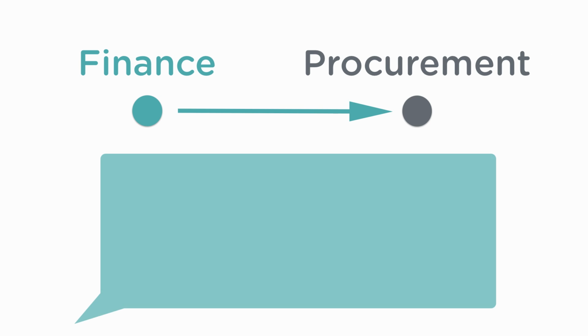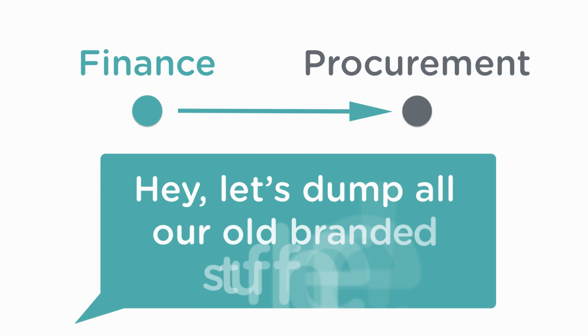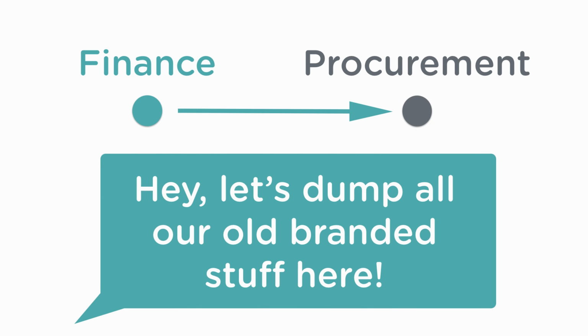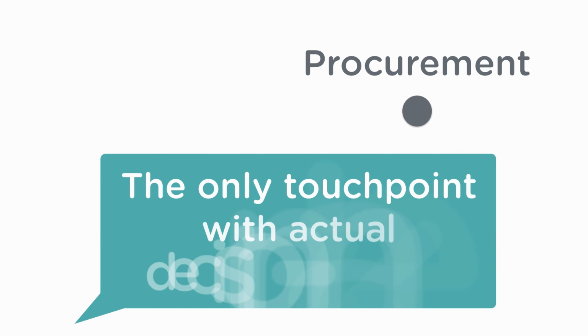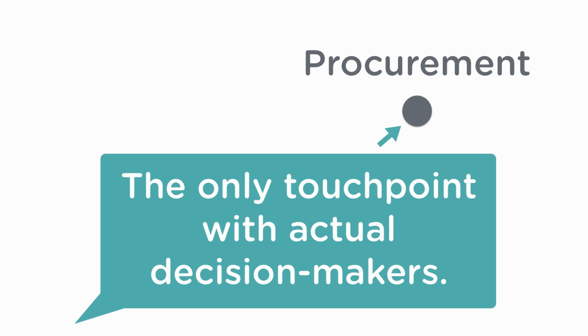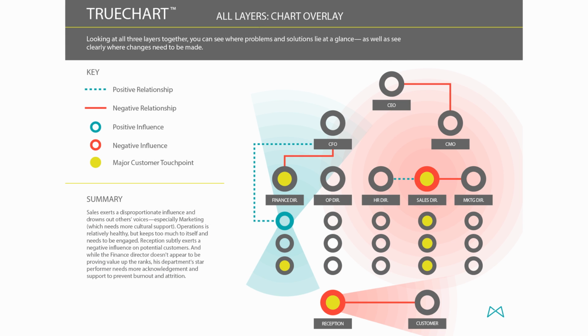My client's finance department wanted to use up some old branded envelopes and that type of thing, and it just kind of was all an afterthought, and that's where they dumped all of their stuff. Well, nobody paid any attention to the fact that that was the only customer touch point with the decision makers in their customer organization. When you put all 3 layers together, you really get TrueChart. This particular example is very, very simplified, but it does give you the important insights.